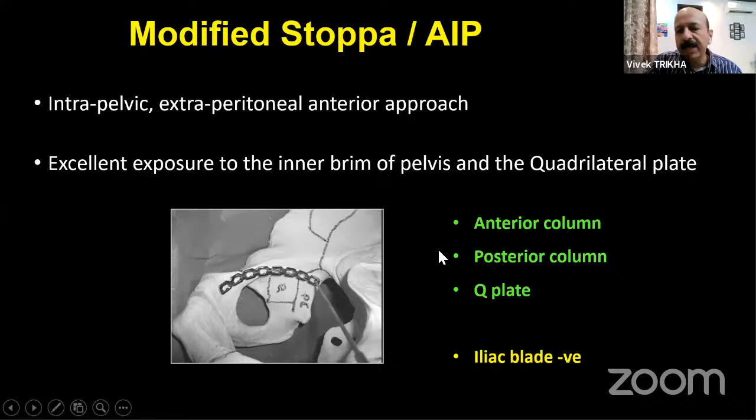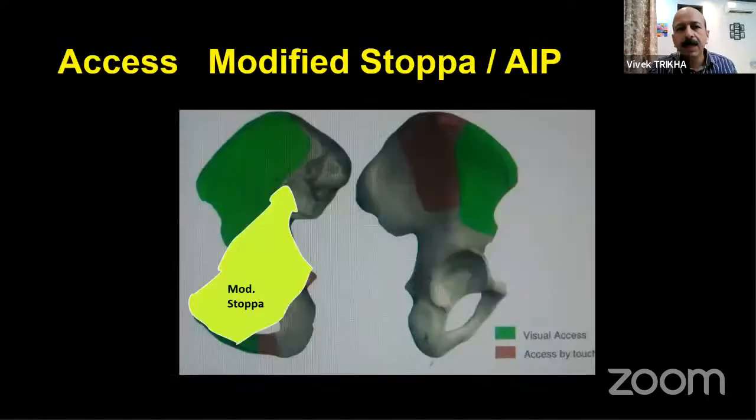We can usually divide the anterior pelvis into four major things which we have to fix: the anterior column, the quadrilateral plate region, the iliac blade region, and the far cortex of posterior column. So these are the four major things which you can fix from the anterior side. The AIP approach gives you exposure to the anterior column, posterior column, and the quadrilateral plate. The only thing which it does not expose completely is the iliac blade region. That's the extent of the AIP approach.